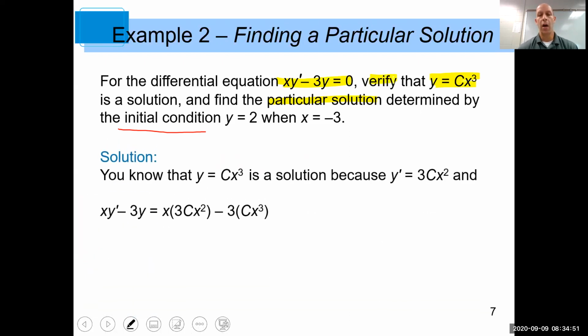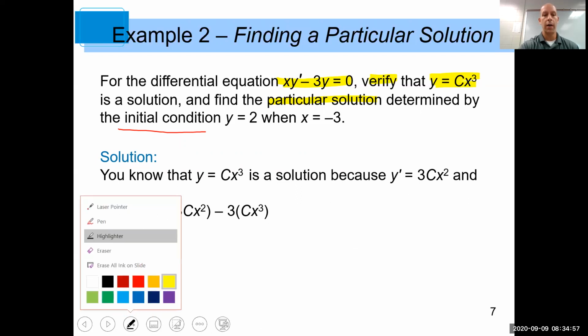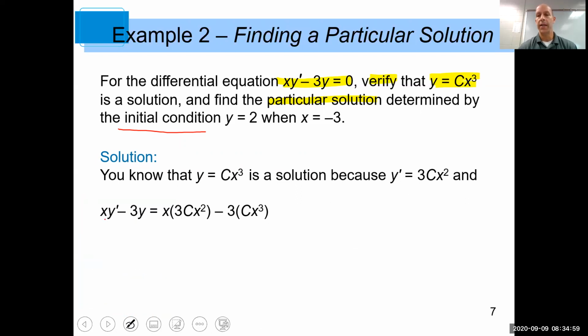First of all, we know that y equals cx to the third is a solution because when you take the derivative of y, you get 3cx squared, and then we can substitute that into the original equation. So this is y prime. We already know what y is. We can substitute that into our original equation, which is x y prime minus 3y.